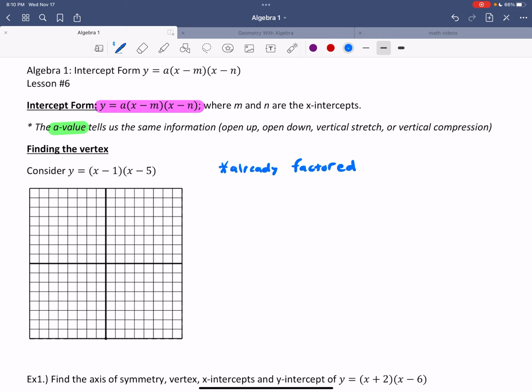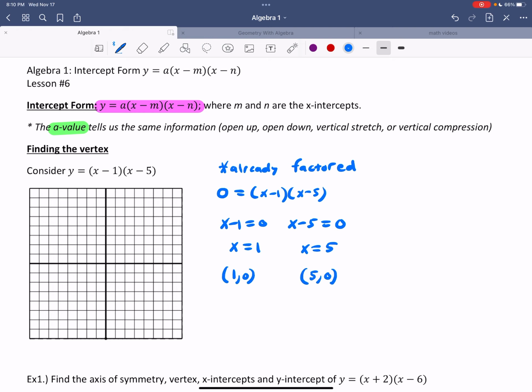So what we do when we find x-intercepts is we set that function equal to 0, and then we solve for x in each one of those factors. So we have x minus 1 can equal 0, or x minus 5 could equal 0. So we'd add 1 to both sides to get x equals 1. We'd add 5 to both sides to get x equals 5. So these translate to our x-intercepts. One of them is going to be at (1, 0). The other would be at (5, 0).